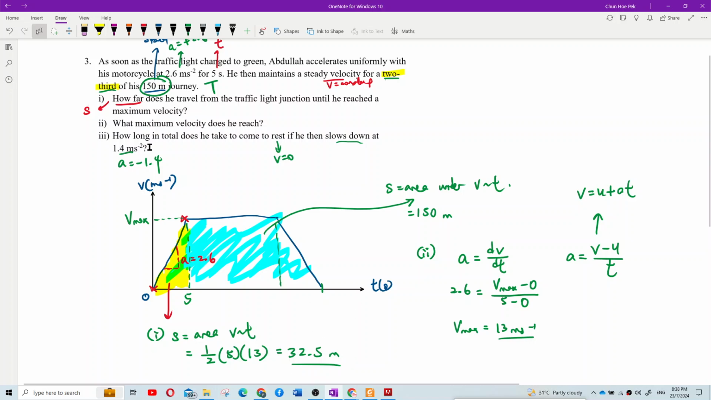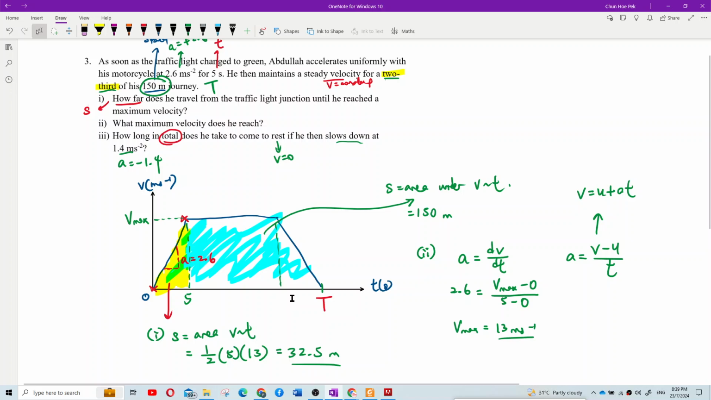Question 3. How long in total does it take to come to rest, if it then slows down at 1.4? How long in total? The word total means, what is the total time of the whole journey? How long is the total time? What do you think, class?